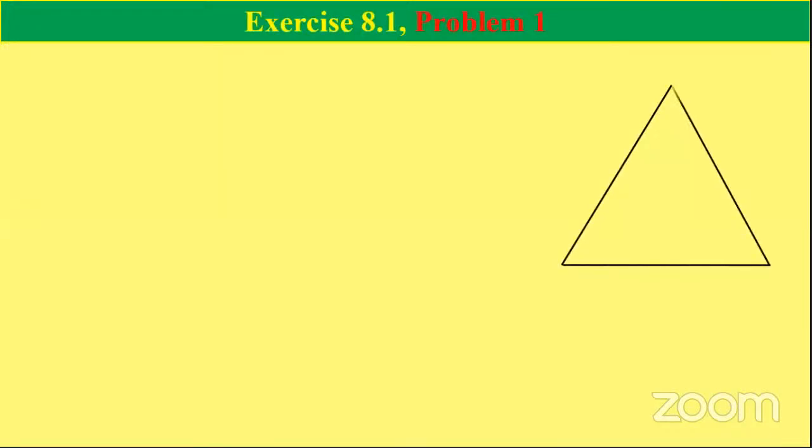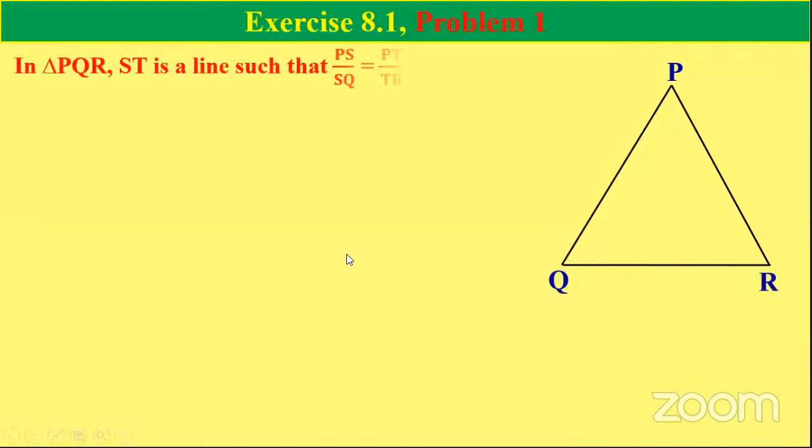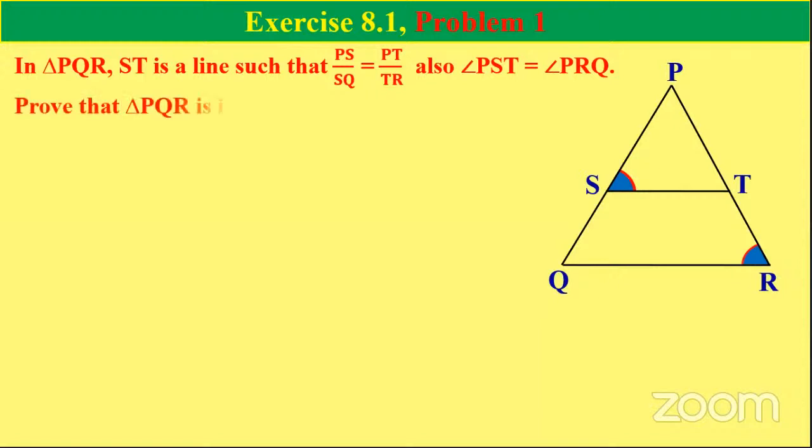Next one is exercise 8.1. All of you open the textbook. First problem, let us see the problem. This is a given triangle PQR. In triangle PQR, ST is a line such that PS by SQ is equal to PT by TR. Also, angle PST is equal to angle PRQ. Prove that triangle PQR is an isosceles triangle.